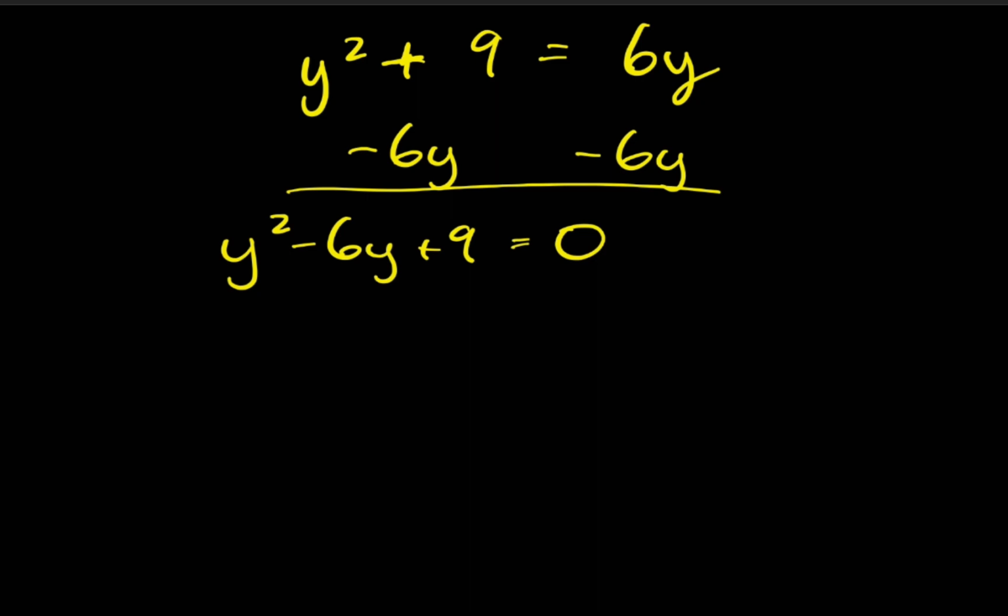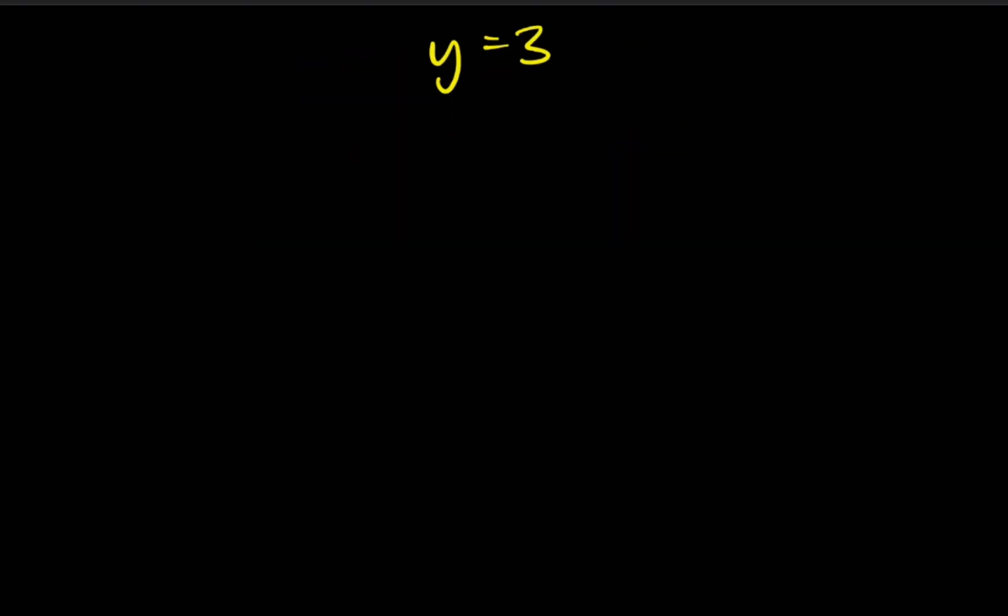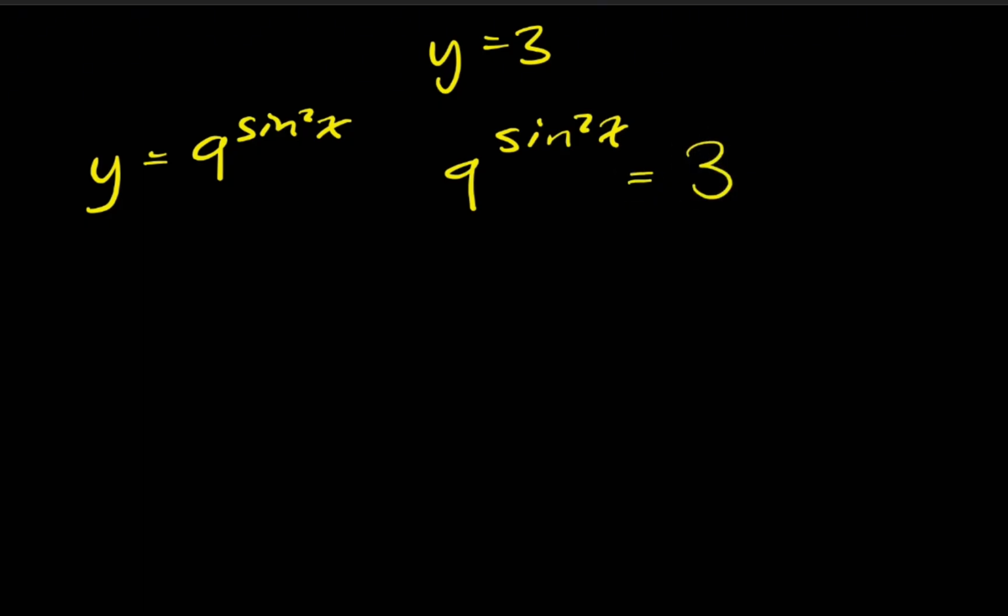From here, we can factor this expression into y minus 3 squared. And the other side stays 0. And using the zero method, y must equal 3. Now let's go back to our substitution, where we said that y equals 9 to the power of sine squared x. Let's plug that back in, and we get 9 to the power of sine squared x equals 3.